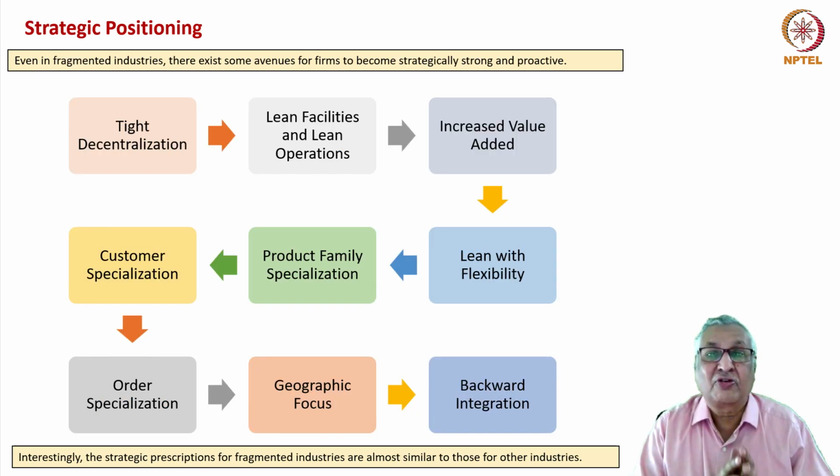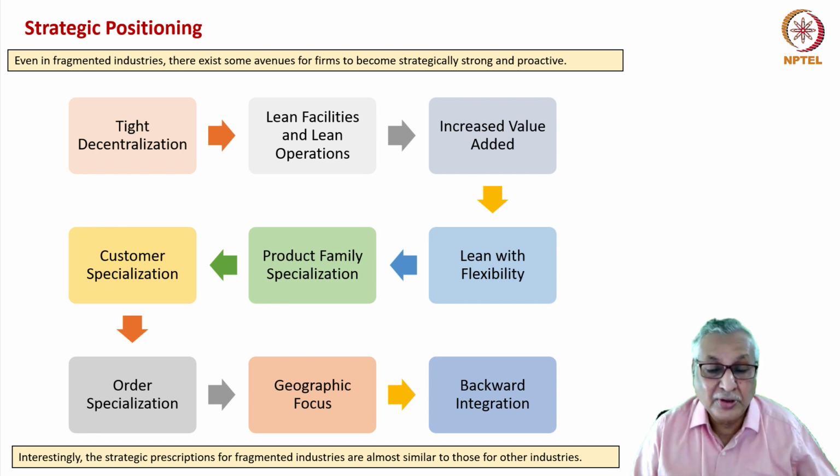Some avenues exist for firms to become strategically strong and proactive in a fragmented industry. You can do that by tight decentralization. That is, you don't let disparate strategies or disparate tactics get implemented in different departments. You have to make sure that the order to cash cycle is done in a very robust manner, and that is possible when somebody has an end-to-end understanding of how to perform today's operation or tomorrow's operation.